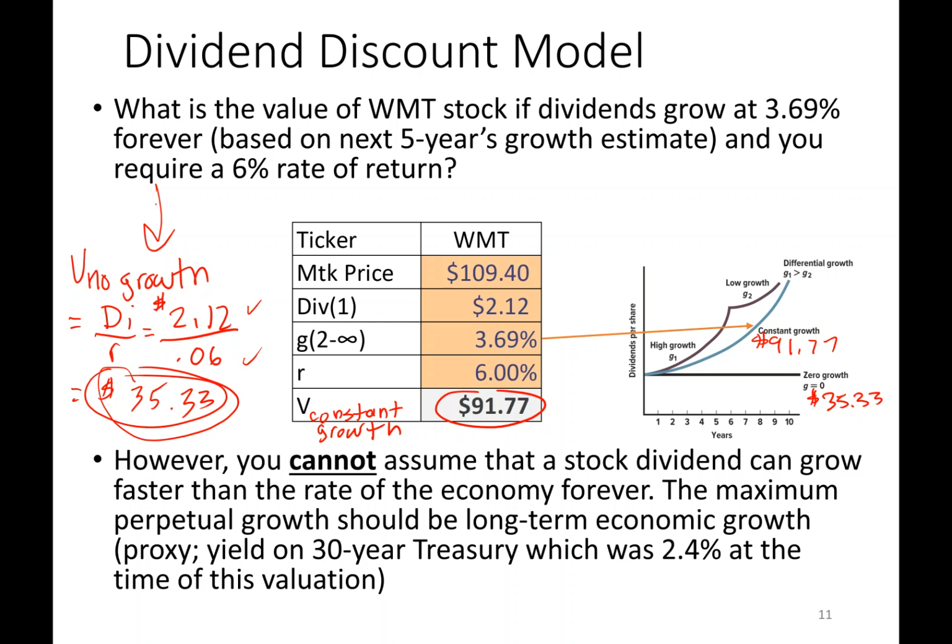That's far below the $109. However, let's assume that Walmart is going to grow at 3.69% forever. Remember, that's the analyst estimate for the next 5 years' growth. So if I assume that the dividend 1 year from now is $2.12, and then that dividend is going to grow at 3.69% each year for the end of time, I'm going to take my $2.12 and divide by R minus my constant growth rate, and I get $91.77.